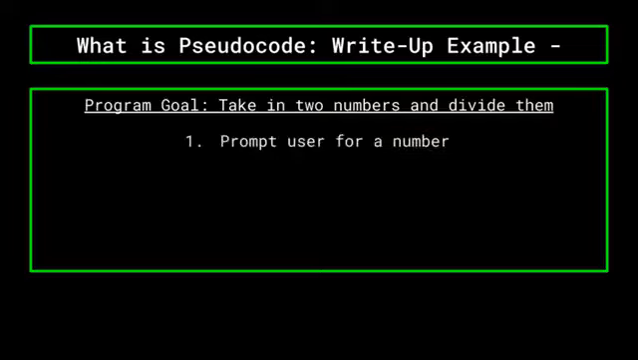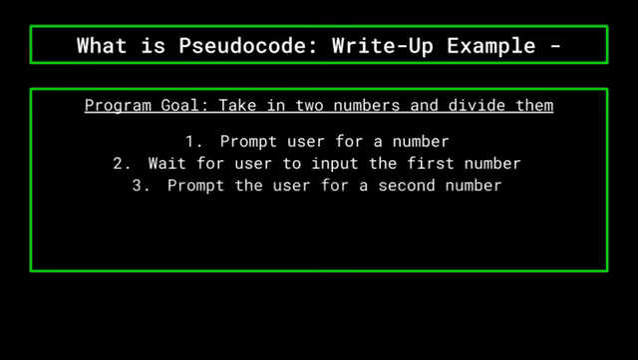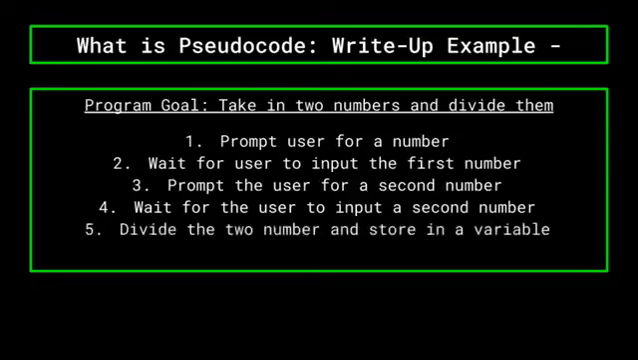First, I want to prompt the user to enter a number, and then I want to wait for the user to enter in that first number. After I get the first number, I want to again prompt the user to input a second number. Once they do, I complete the operation by dividing the 2 numbers entered and returning the result back to the user.